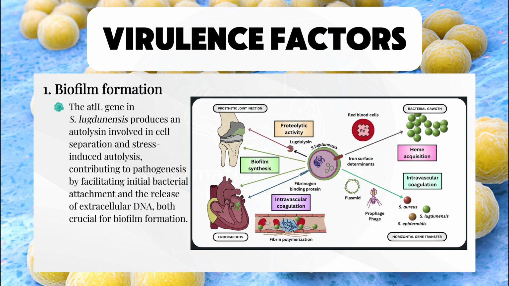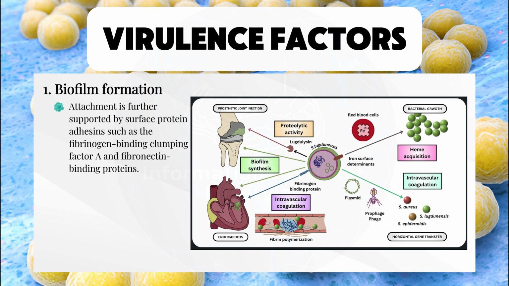The atlL gene in Staphylococcus lugdunensis produces an autolysin involved in cell separation and stress-induced autolysis, contributing to pathogenesis by facilitating initial bacterial attachment and the release of extracellular DNA, both crucial for biofilm formation. Attachment is further supported by surface protein adhesins, such as the fibrinogen-binding clumping factor A and fibronectin-binding proteins.